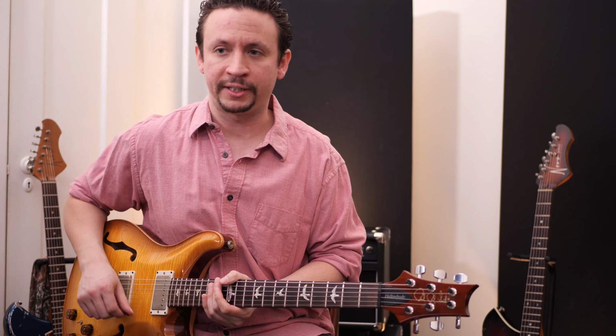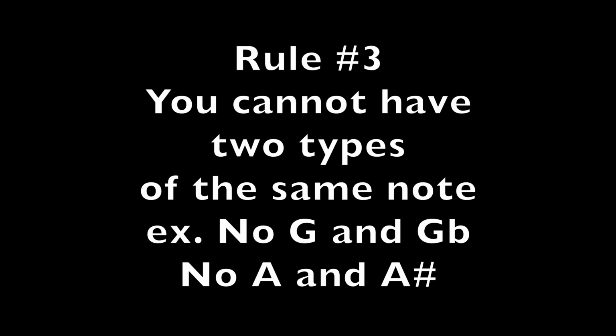Rule number 3 is somewhat redundant, but equally important. What I found is that people who hadn't had these rules before, they didn't ever quite understand the scale. So let's jump into rule number 3. Rule number 3 is you cannot have 2 types of the same note, meaning like you can't have a G and a G flat in a key. You can't have an A and an A sharp.